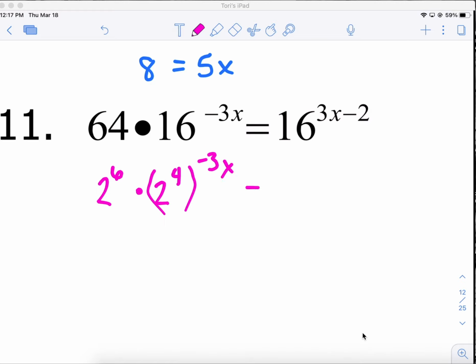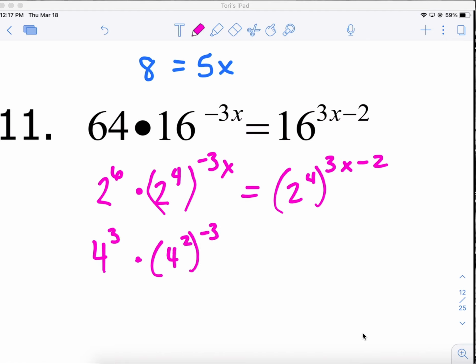You don't have to write this down yet. 2 to the 4th. That problem would work. Or you could do 4 to the 3rd times 4 squared equals 4 squared. Either of these will give you the exact same problem because all you're doing is doubling all of the exponents. We're going to get rid of the bases in just a minute anyways.